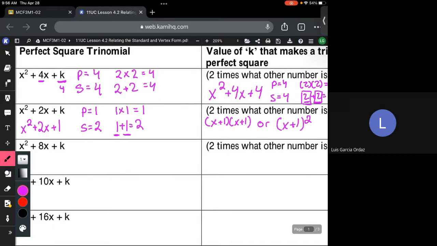Yes, Emma? Could you go over how you did the numbers and the perfect split? They don't get a perfect square trinomial. I'll do the next one similarly.